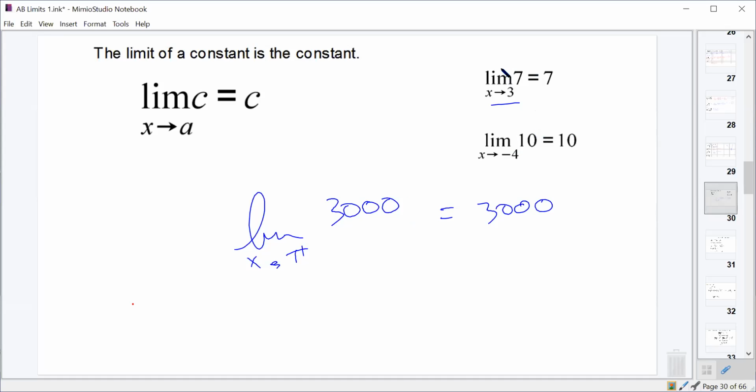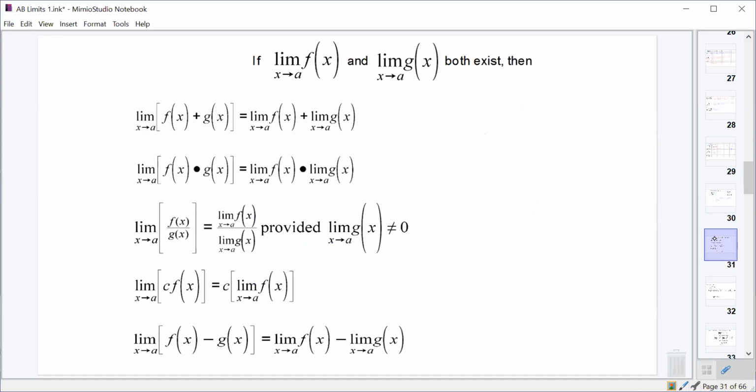All right, our next giant set of limit rules only can work if we have two different functions and the limits as you approach a of both of those functions both exist. And 4 of the 5 of these are very similar.